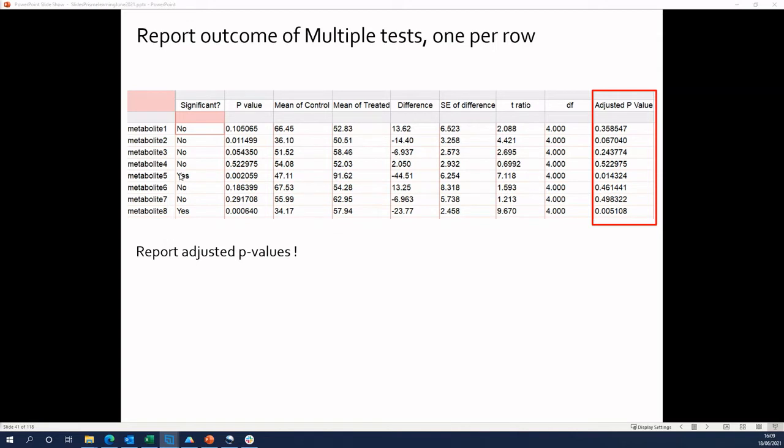metabolite. So on top of that, you can also see the means of the two groups. You can see the difference between the means, and you can see the standard error of this difference.